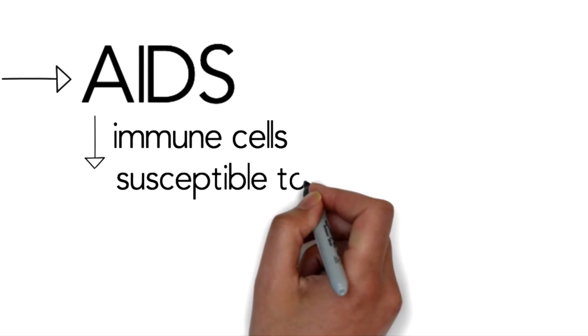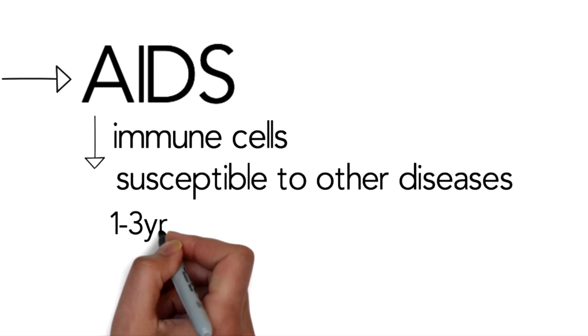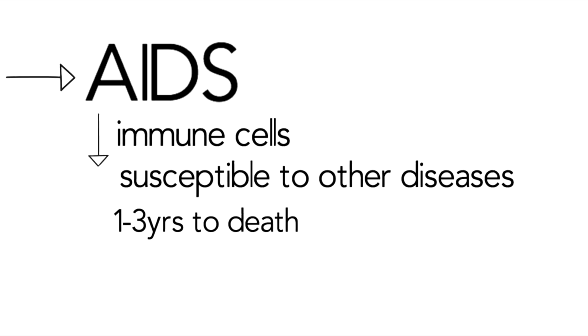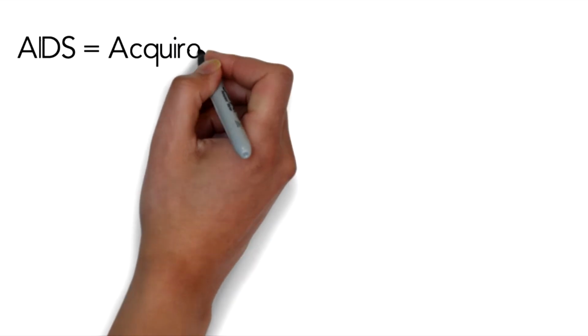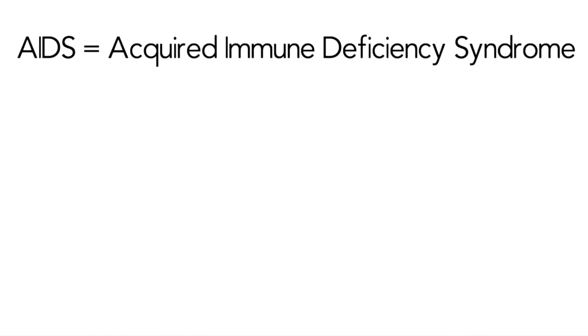AIDS is diagnosed when immune cell count has gone below a certain threshold. Without a functioning immune system, a person becomes very susceptible to other infections, such as pneumonia or tuberculosis, and will die 1 to 3 years on average after developing AIDS. Again, you can remember the main points about AIDS using its name. AIDS stands for Acquired Immune Deficiency Syndrome. It's acquired over time by HIV reproducing in the body and destroying immune cells.